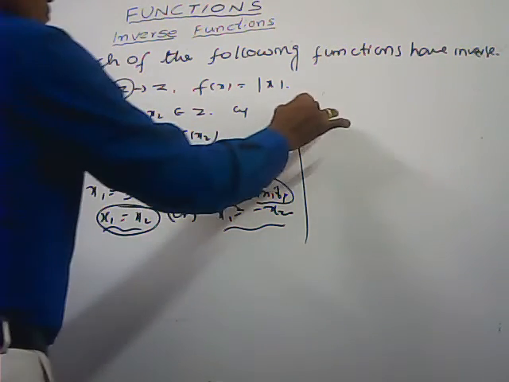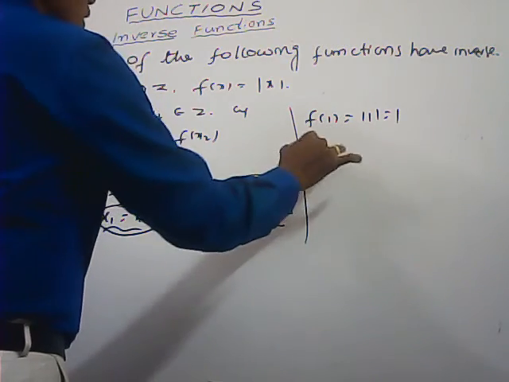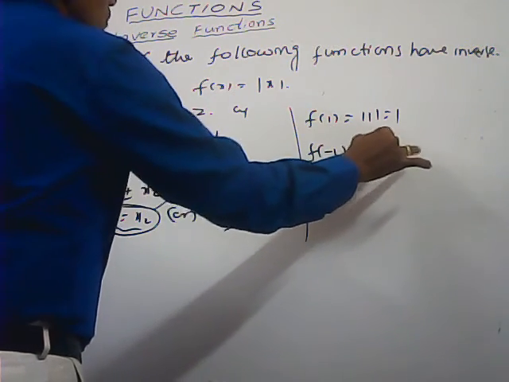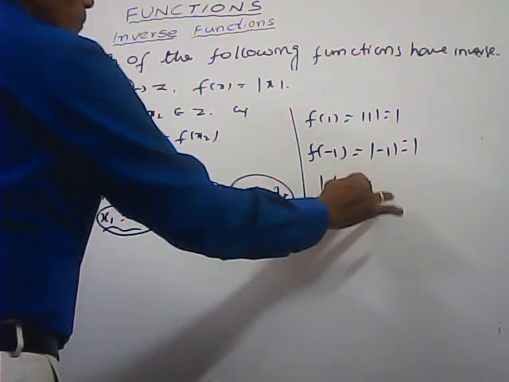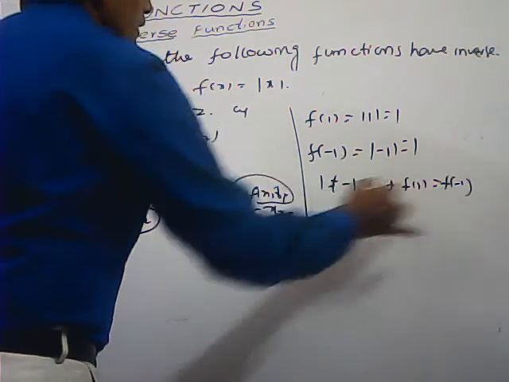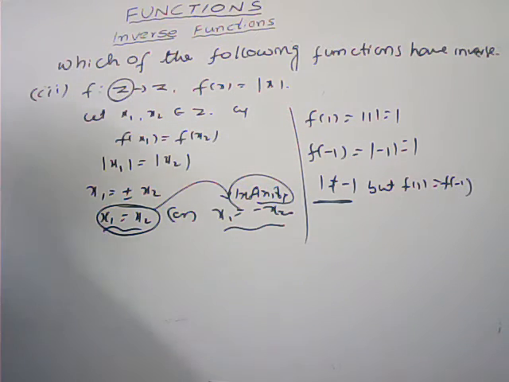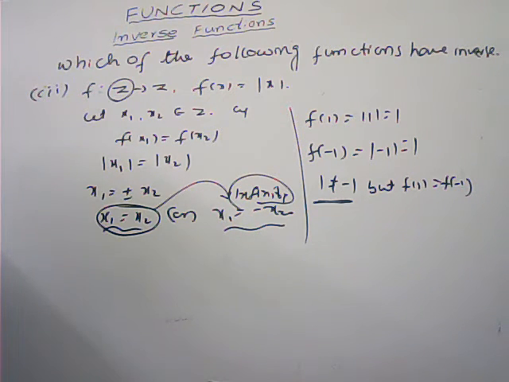And f of 1 is equal to modulus of 1, that is equal to 1. f of minus 1 is equal to modulus of minus 1, that is equal to 1. Here 1 is not equal to minus 1, but f of 1 is equal to f of minus 1. Different elements having the same image. What is the definition of one-one? Different elements having different images. Here different elements having the same image, therefore it is not one-one. If it is not one-one, this is not bijective.